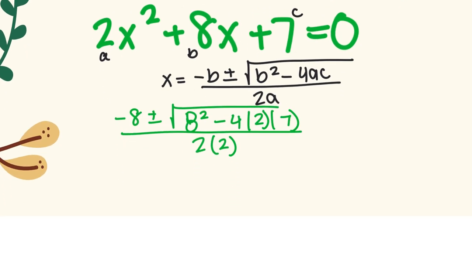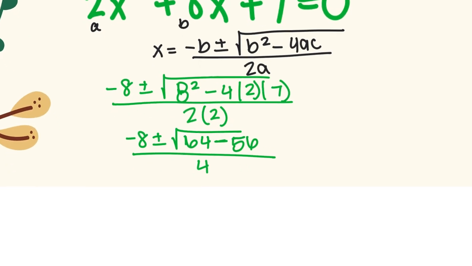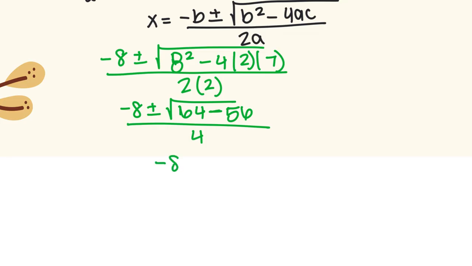And let's go ahead and solve that. I'm still going to keep that negative 8 plus minus square root. 8 times 8 is 64. 4 times 2 is 8. 8 times 7, keep in mind that negative sign is going to stay, is 56. Over 2 times 2 is 4. Okay, keep going. I'm going to get negative 8 plus minus square root. Subtracting, I'm going to get 8 over 4.